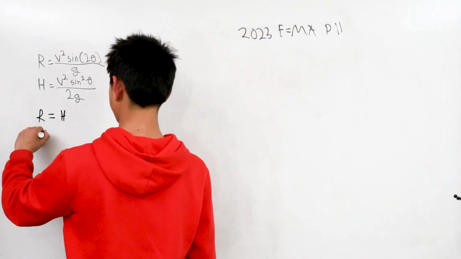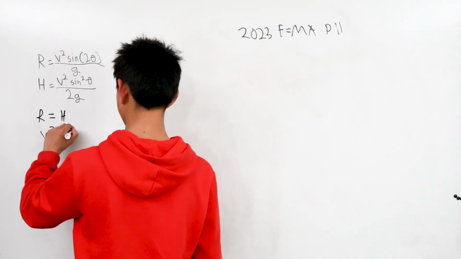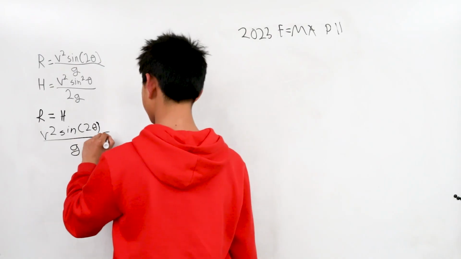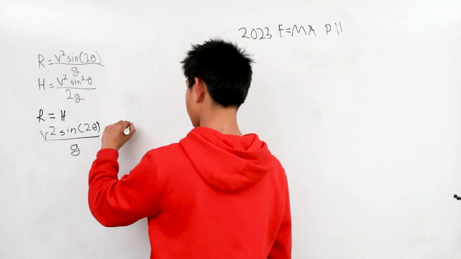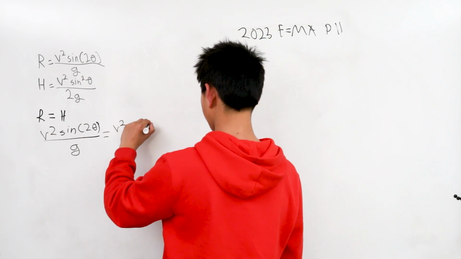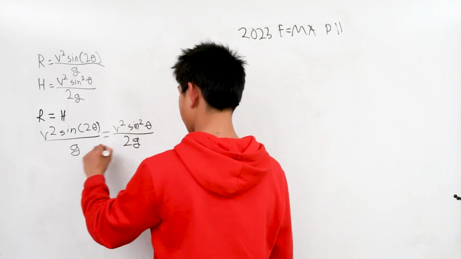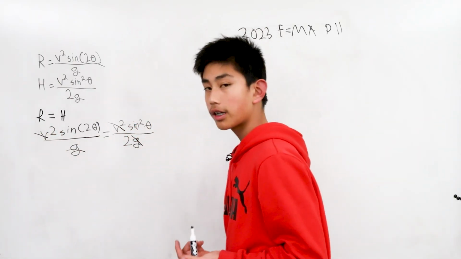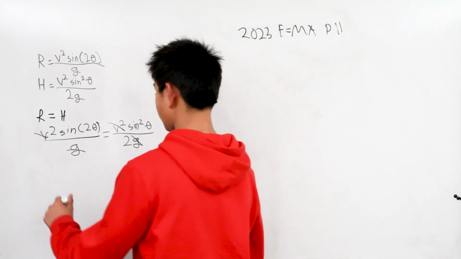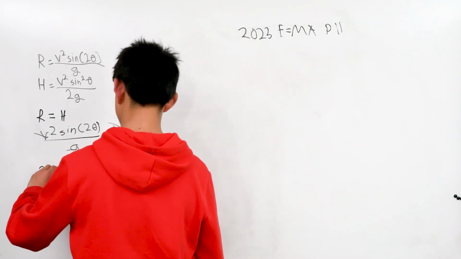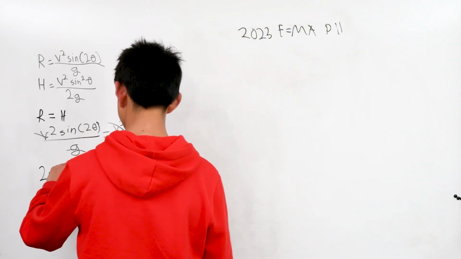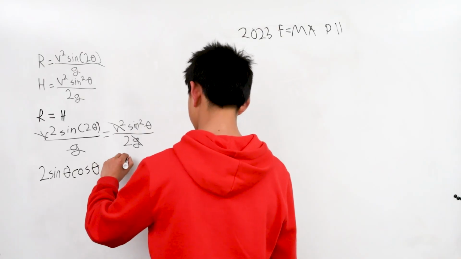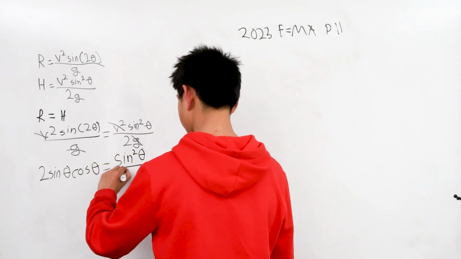So v squared times sine of 2 theta over g is equal to v squared times sine squared of theta over 2g, where the g's cancel out and the v squareds cancel out. We can expand sine of 2 theta to be equal to 2 sine theta times cosine theta, and this is equal to sine squared theta over 2.